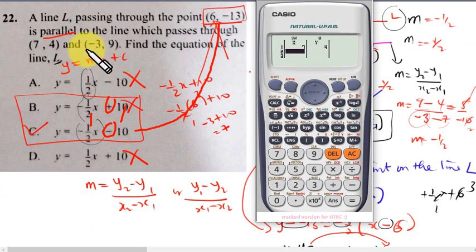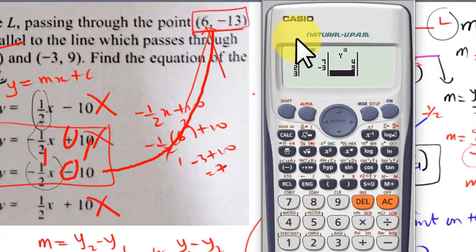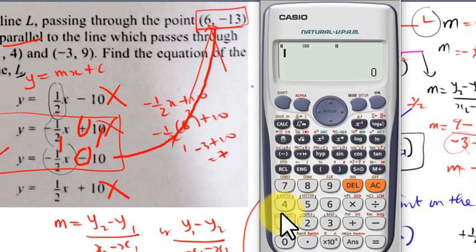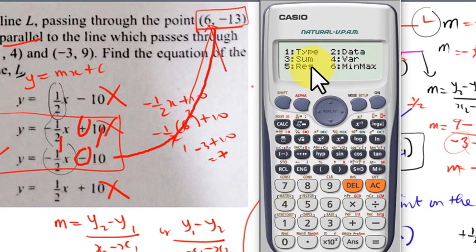Let's take the second point, -3, 9. So X is -3, then we have 9. Okay, so we have the 2 points here. So press on the AC. The data is in memory, so press shift and press 1, and we're going to do linear regression. So press 5 reg.